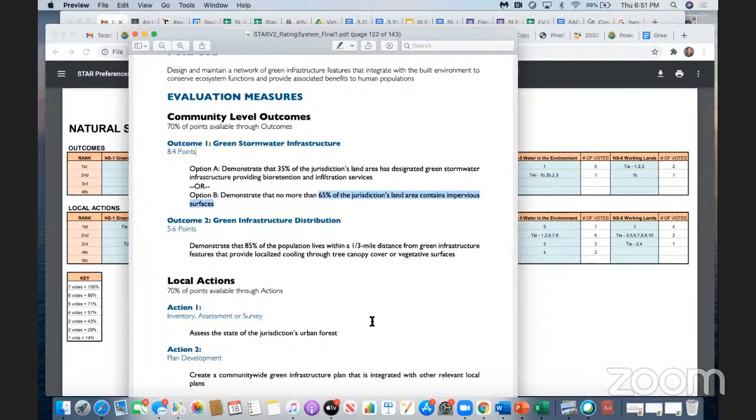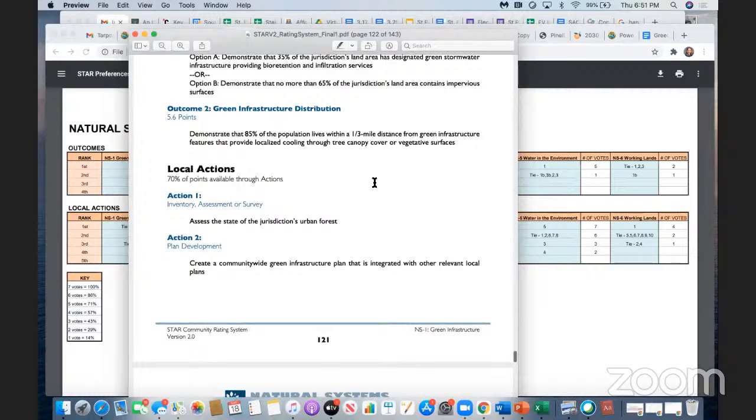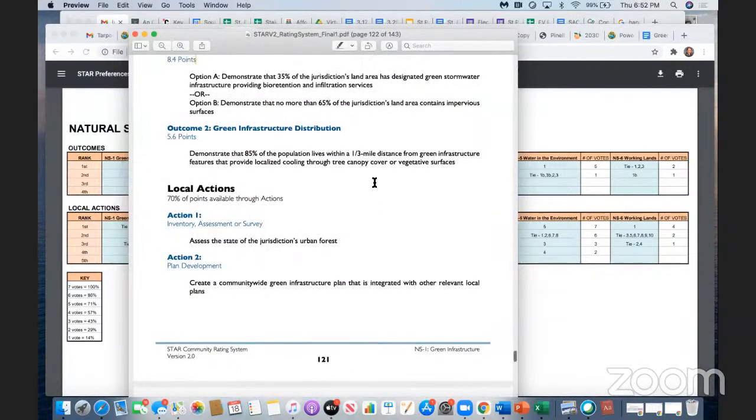And do you think we meet option A? It just says demonstrate that. I suspect we don't have that, but I don't know. It would be nice to know. And if we find that we have 35%, then we can always increase the number as well. To me, it's a flex goal, because with some of these we're going to get there and then we're going to want to continue to improve, not just go, okay, we're good, we don't need to worry about it.